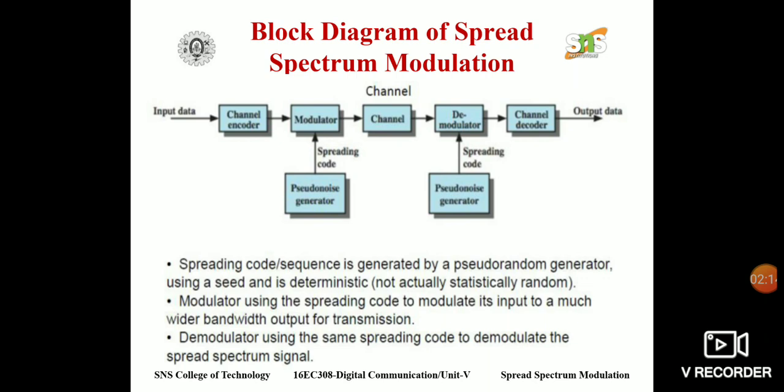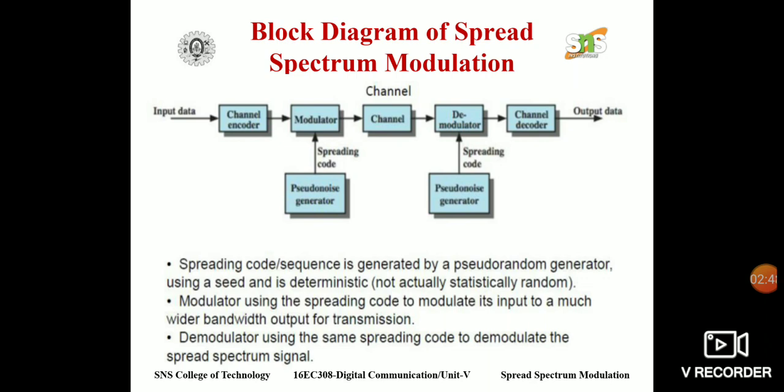This is the general typical block diagram of spread spectrum modulation. Here we have input data, channel encoder, modulator, pseudo noise generator, channel demodulator, then channel decoder, then finally output. The spreading code or sequence is generated by a pseudo random generator using a seed and is deterministic. Then the modulator uses the spreading code to modulate its input to match a wider bandwidth output for transmission.